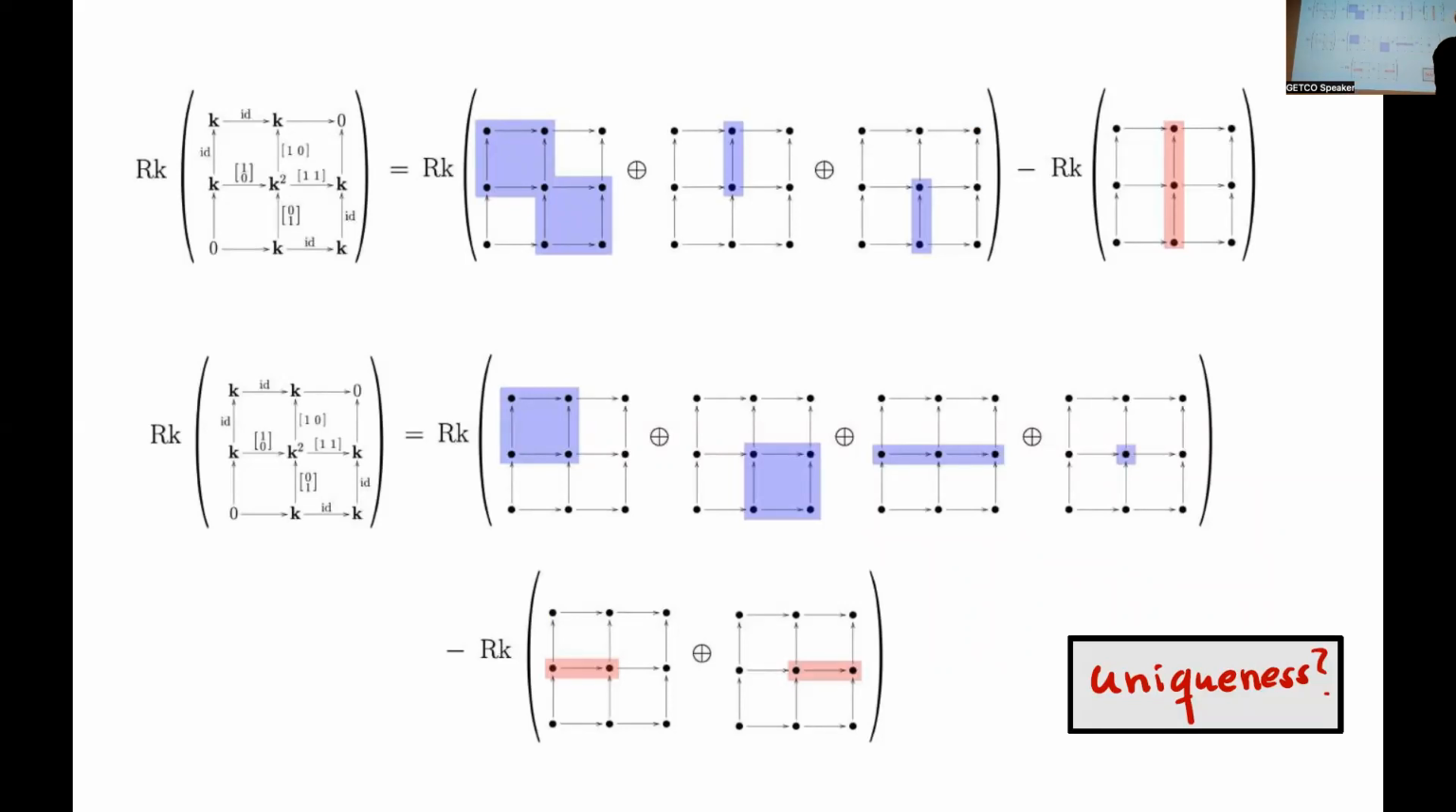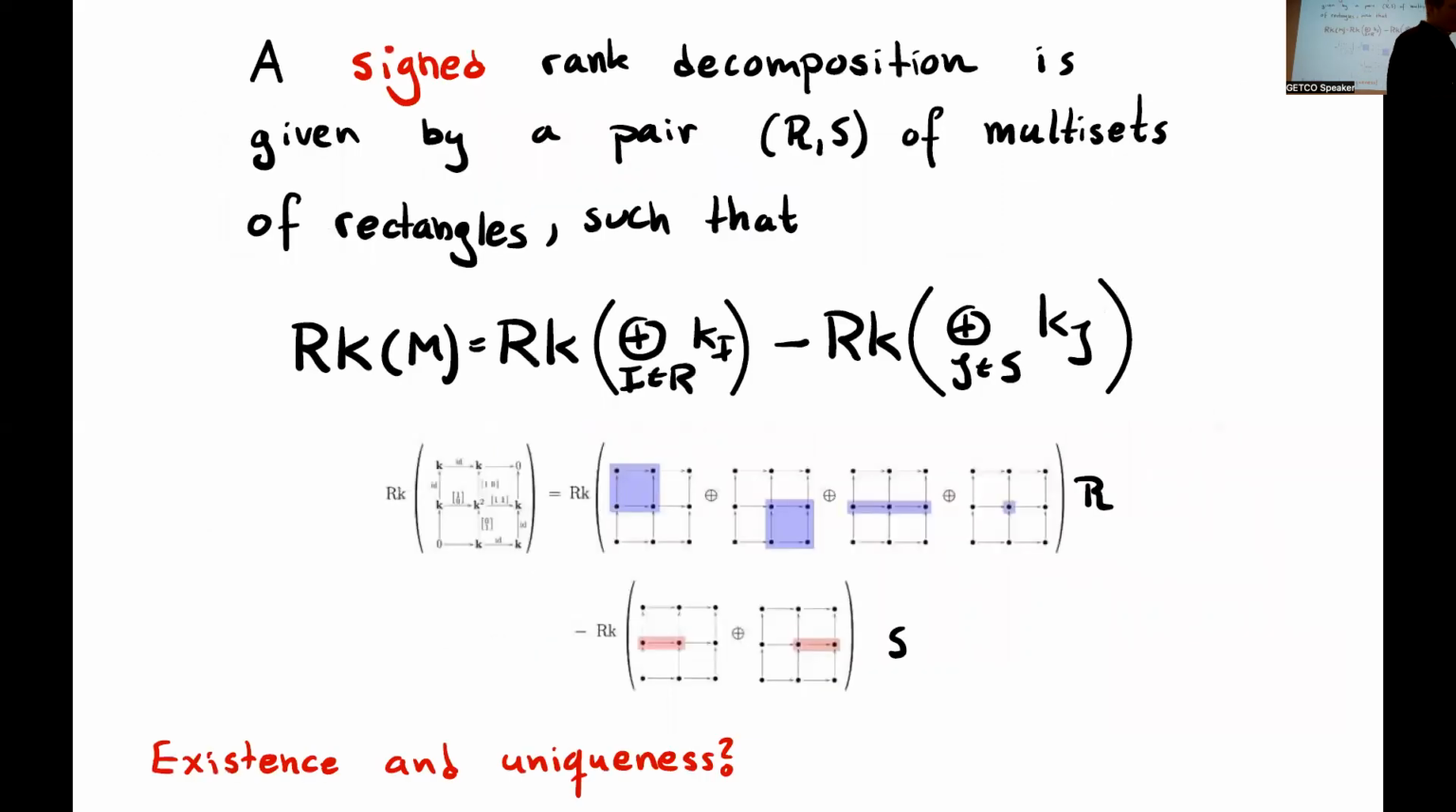Perhaps you would like something that's unique, and what's nice is that we can get uniqueness. And I will tell you how. So a signed rank decomposition will be a pair of multisets of rectangles. I'm going to focus on the rectangles because then I will have uniqueness. A pair of rectangles such that the rank invariant is equal to the rank invariant of one collection of rectangles minus the rank invariant of the other collection. Okay, that will be a signed rank decomposition. So now the question is, for any 2D module, can I always express the rank invariant as the rank invariant of some rectangles minus the rank invariant of other rectangles?